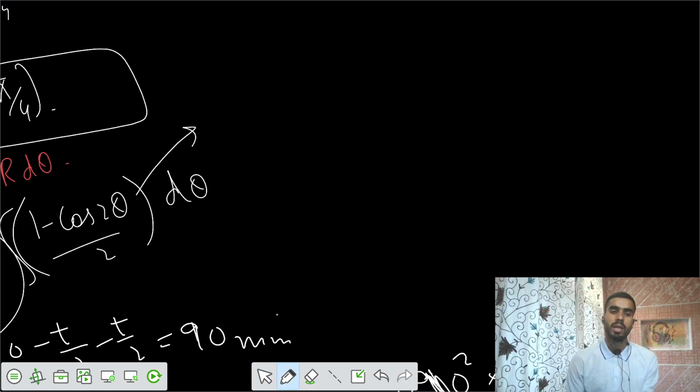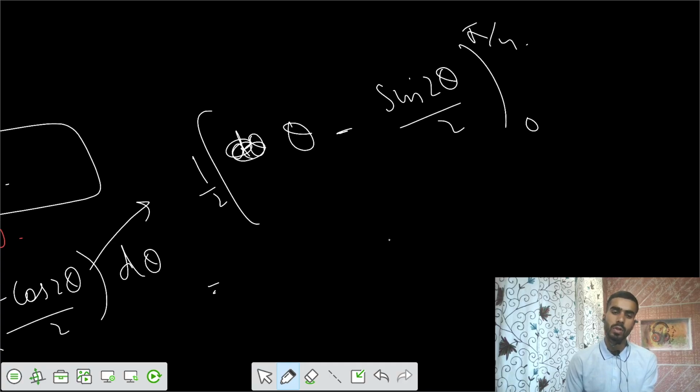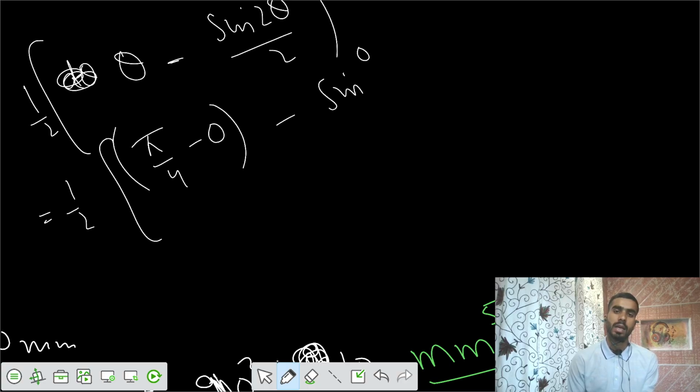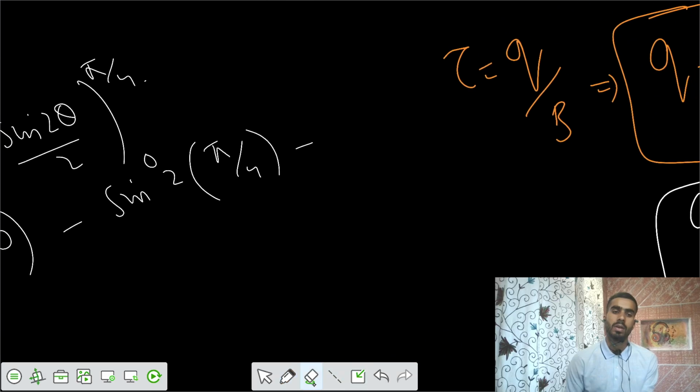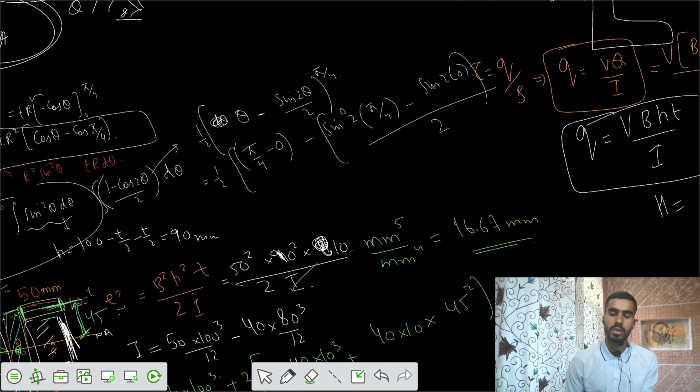That would be equal to integral of 1 by 2 of d theta, that we can say theta, and we have one more term, minus cos 2 theta by 2, that is sine 2 theta divided by 2. So limits are from 0 to pi by 4. So you got the final value of 1 by 2 of pi by 4 minus 0 minus sine of 2 into theta, minus sine of 2 into 0, and whole divided by 2. So we got this value.